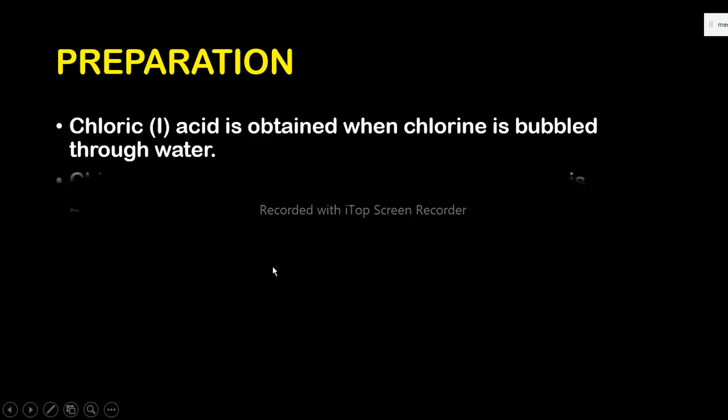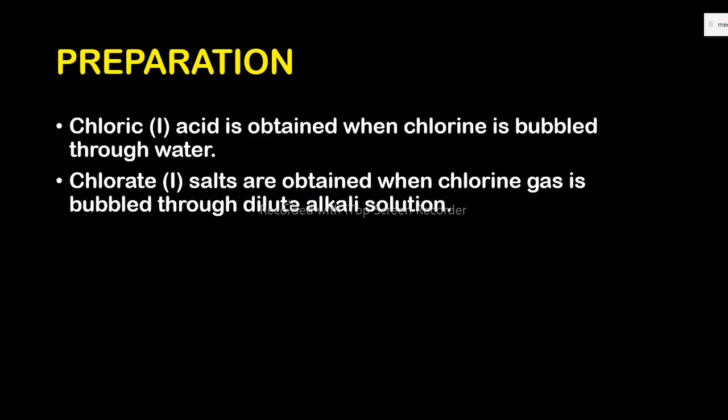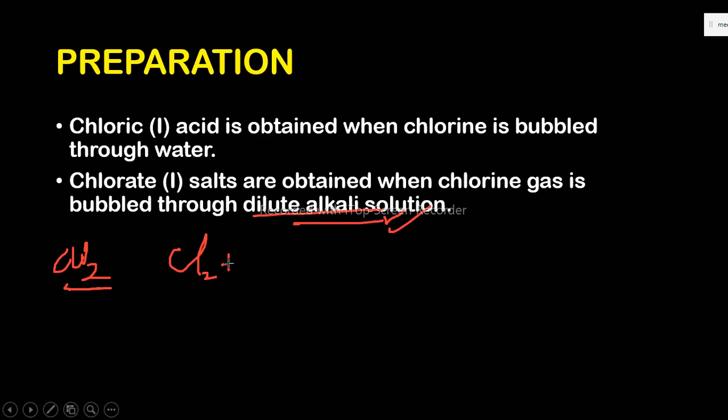Then for chlorates, for example, the chlorite, ClO2, these ones are prepared by bubbling chlorine in dilute alkaline solutions. I hope you still remember this. Chlorine bubbled in aqueous OH. This is chlorate 1. This is OH.